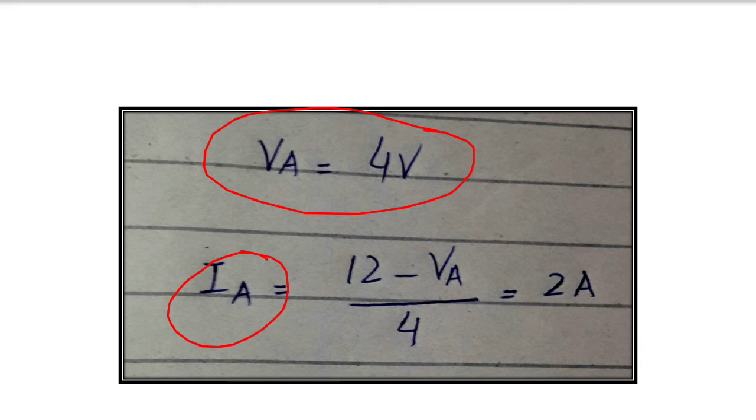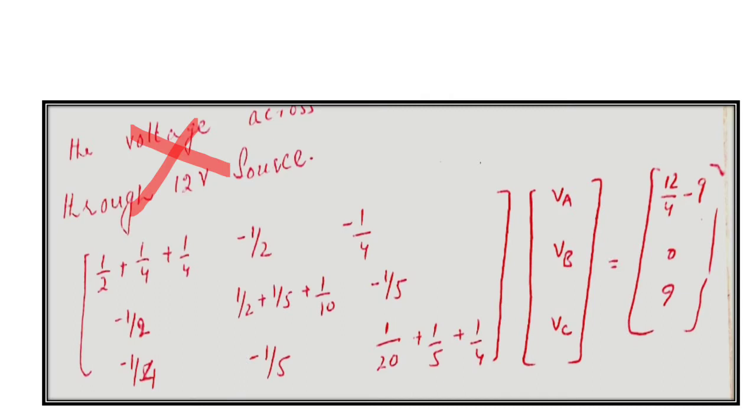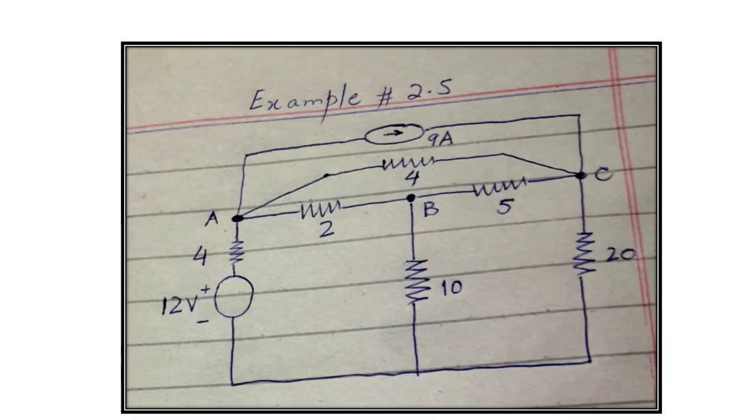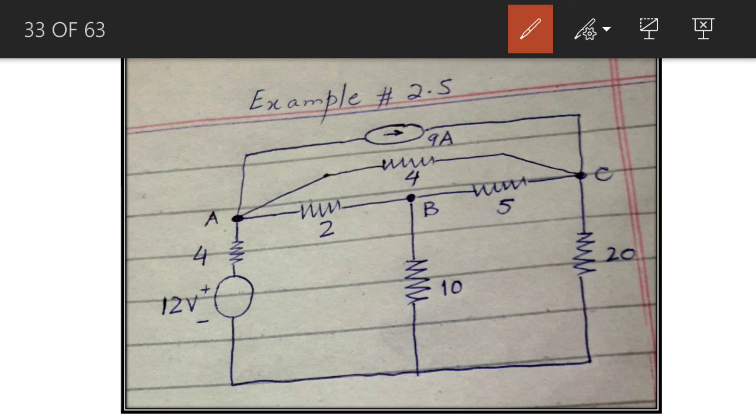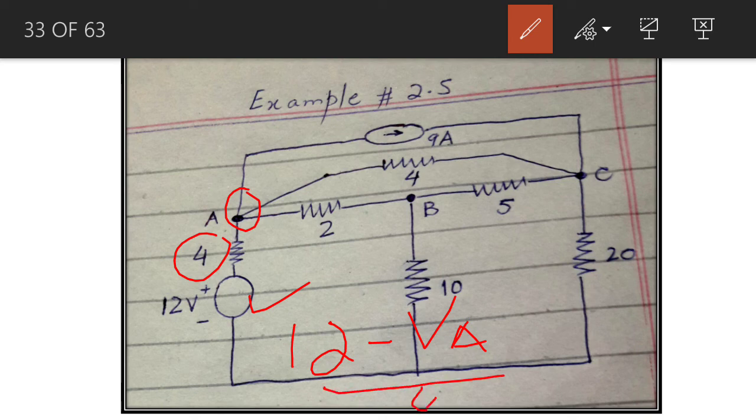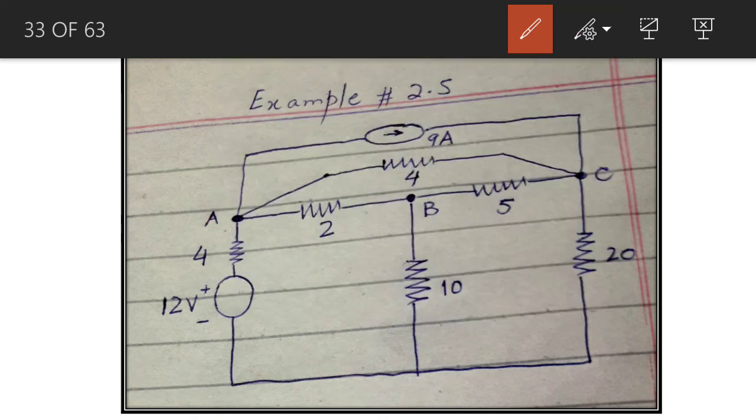So let us consider the calculation of IA, and for the calculation of IA we consider the circuit diagram. Here is the circuit diagram. You see the voltage of the voltage source, which is on one side of this resistor, is 12 volt, and this VA is 4. So the voltage across this 4 ohm resistor will be 12 minus VA, and divided by 4 will give you the current IA. So this is the equation for the calculation of the current IA.